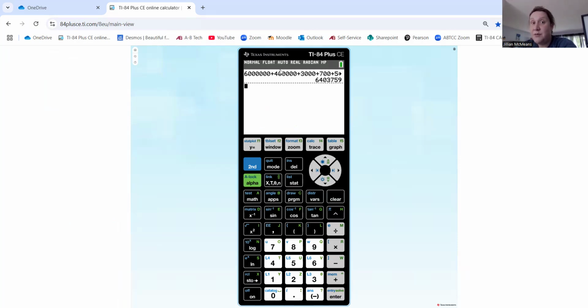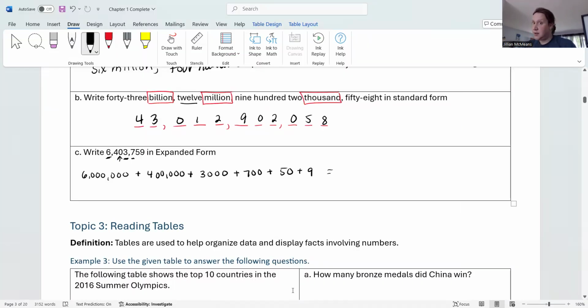6,403,759. So if you are ever asked to write a number in expanded form, the best way to check to see if you are correct is add your expanded form up, and you better get the number that you started with. So this is expanded form. You don't do tons and tons with expanded form, but it's worth knowing that it exists and that it's something that could potentially come up.